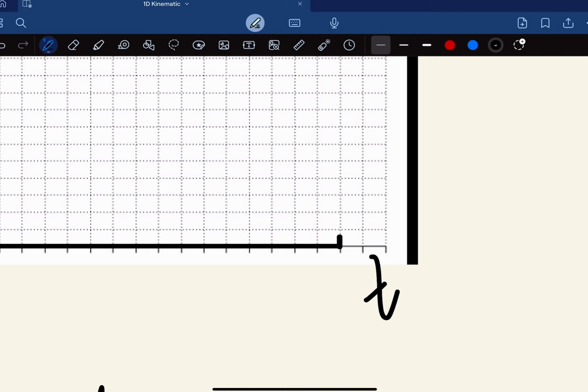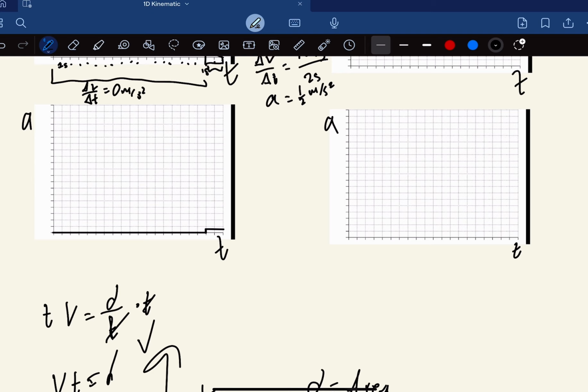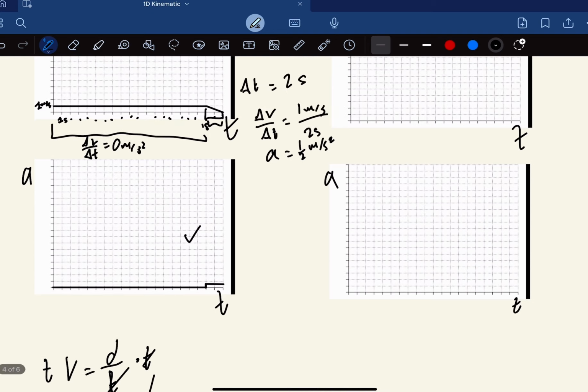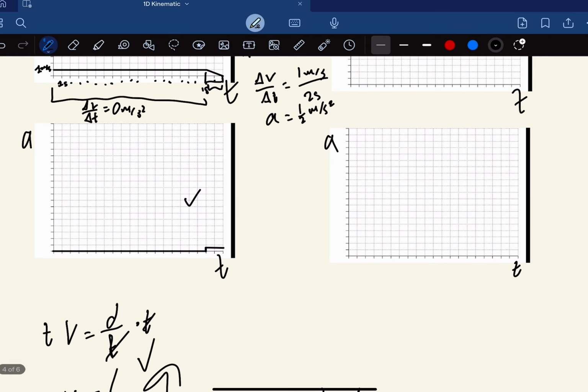And we will have a straight line at the point 1/2, and that looks like it's decreasing. Bear with me. There we go. So this is our completed acceleration versus time graph, and that is correct. So in order to determine acceleration from a v versus t graph, it is the slope of v versus t.